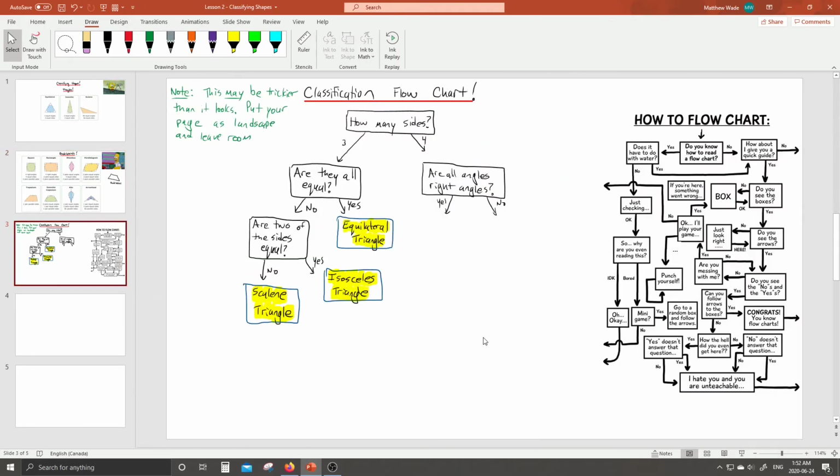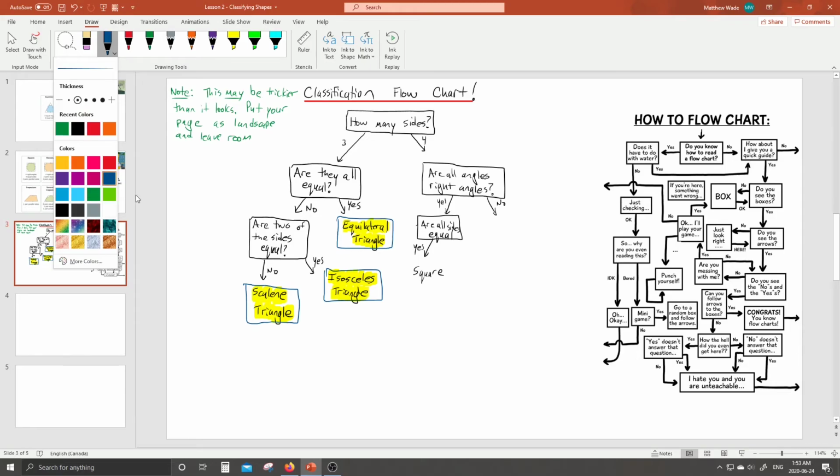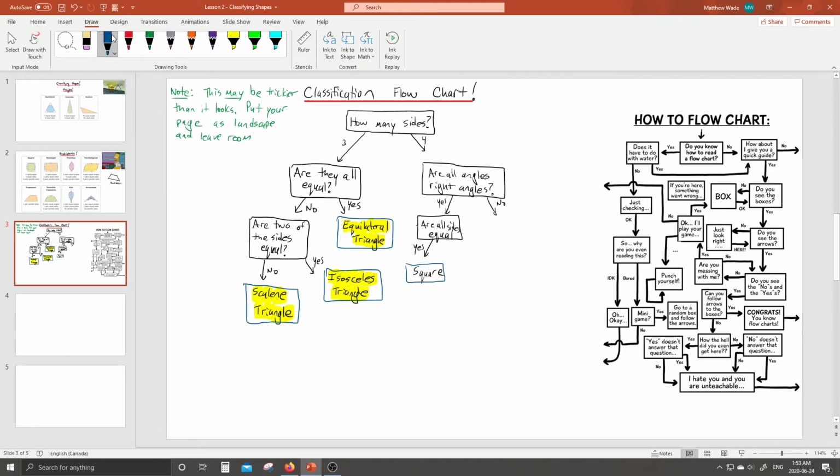So if I said yes, my next question might be something like, well, what would be the answer if I wanted a square to come out? Well, the difference between a square and a rectangle is all of the sides are equal. So that'd be a good question. Are all sides equal? Because if I say yes to that, that guarantees then that it's a square. Because if all the sides are equal and all of the angles are right angles, well, what that means then, guys, is that the only shape that does that is just the square. And same deal here. And so that's actually done.